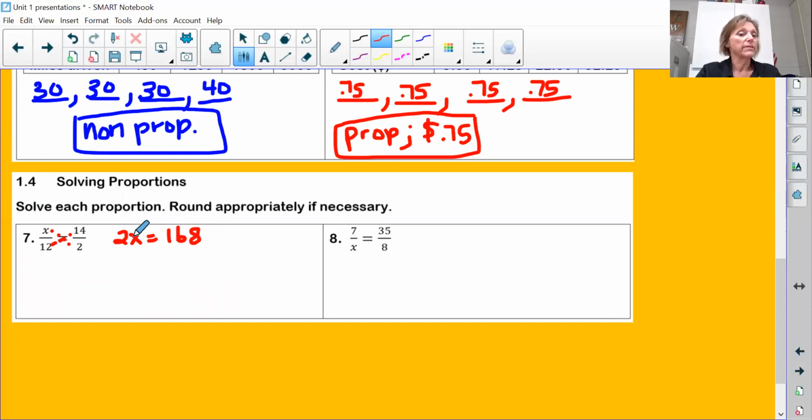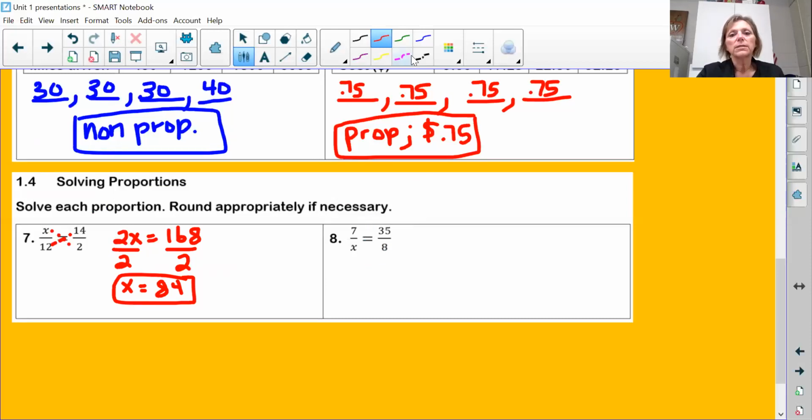Now the opposite of multiplying by 2 is dividing by 2. So I'm going to divide by 2, and x equals 84. Okay, and I'm going to put a box around that. That's my answer, 84.